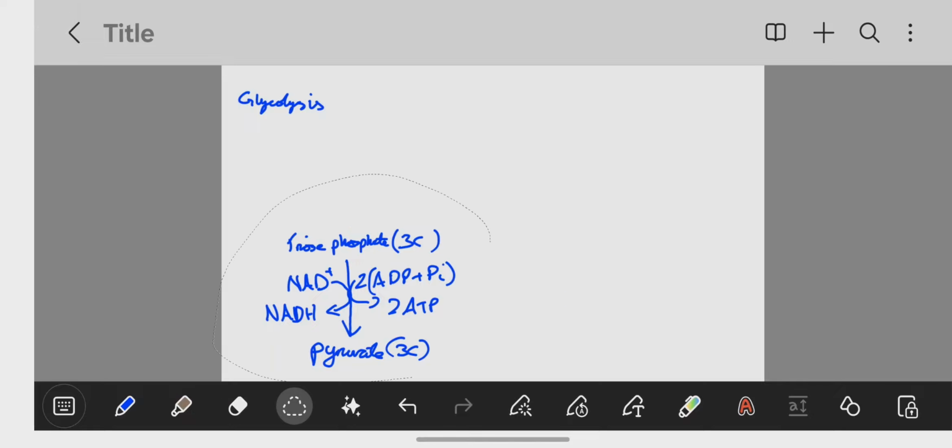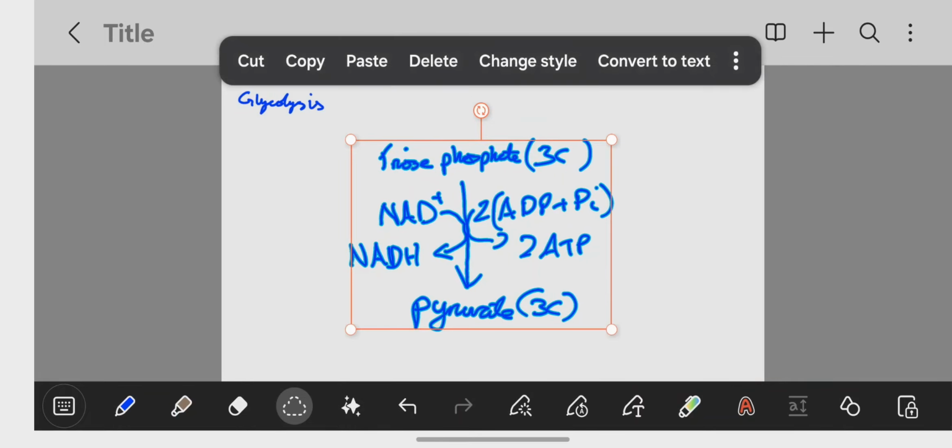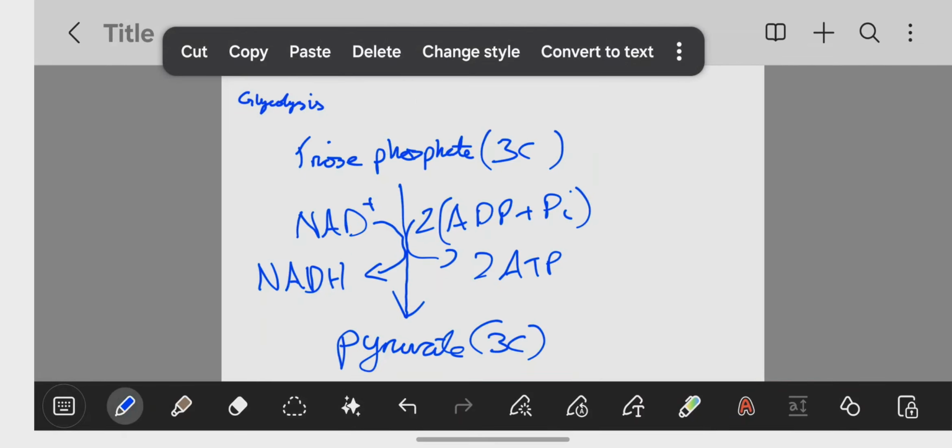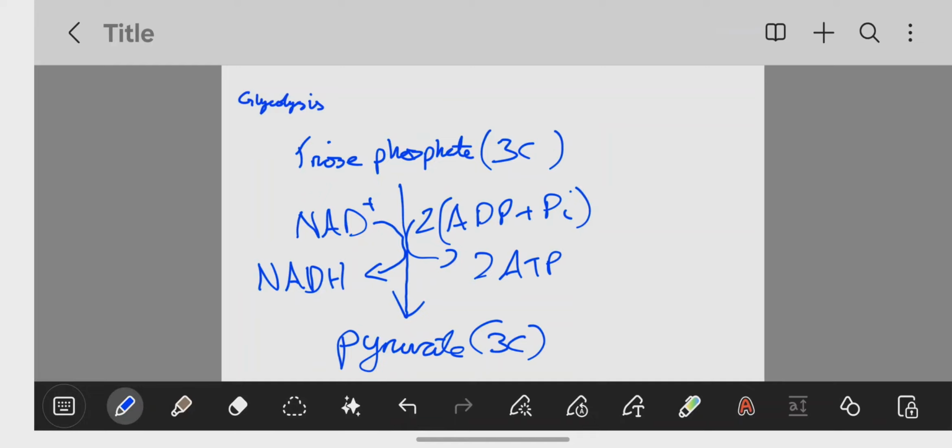I should probably copy that one itself, but that's okay. I'm going to move the center. It's a little bit bigger. Okay, so you can see the cycle remains here as triose phosphate forms pyruvate. We produce a molecule of reduced NAD, and we produce 2 molecules of ATP.